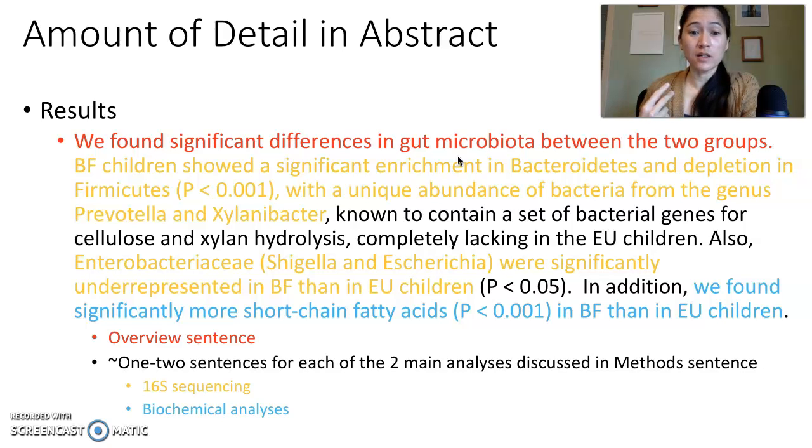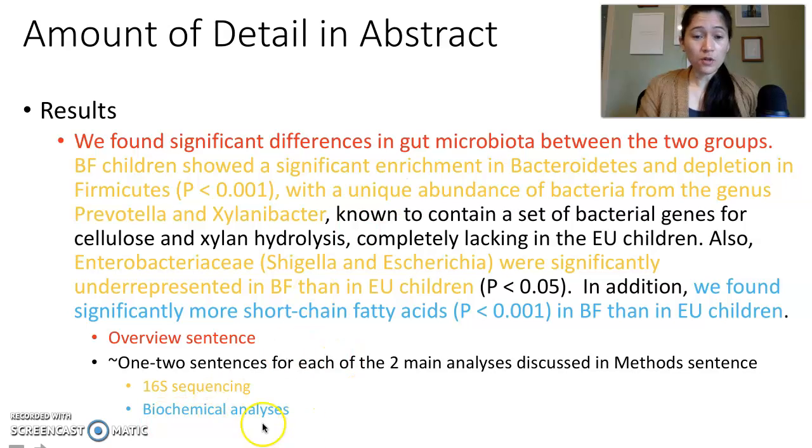I then recommend giving 1 to 2 sentences for each of those two main analyses that were discussed in that method sentence you gave. So here in yellow, I have indicating the results of that 16S sequencing. Remember, 16S sequencing is the method that was used to identify what bacteria were present in that gut microbiome in the different groups. So here in yellow, you might talk about which bacterial groups were more enriched in children from one location versus the other, and vice versa.